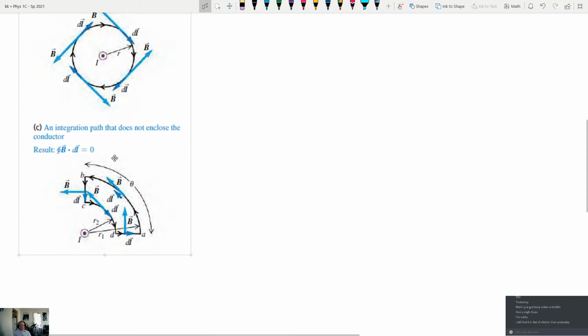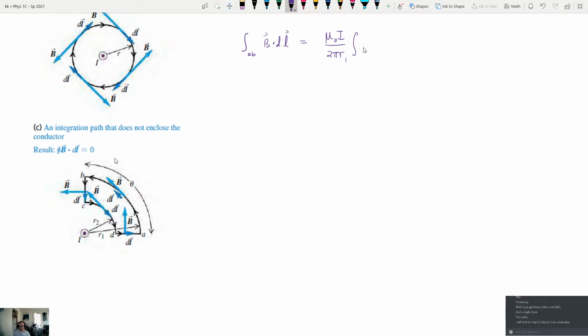So let's look at A to B. If we do the integral along the path from A to B, we have B dot dl, and this ends up being equal to, okay, the radius there is R1, so B is mu naught I over 2 pi R1, and then we multiply this by the integral of dl, which is going to be 2 pi R1. So we end up getting mu naught times I, and it's positive.